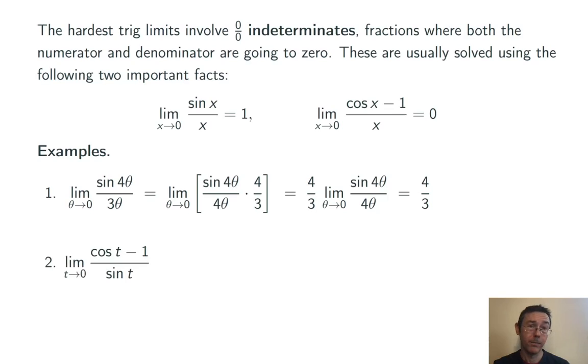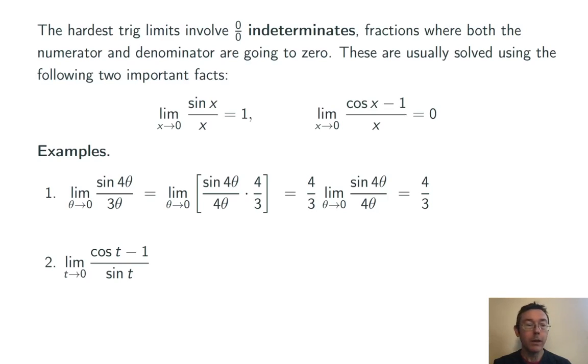4/3. Example 2. The limit as t goes to 0, cosine t minus 1 over sine of t. Notice that both the numerator and denominator are going to 0 here. We have an indeterminate form. We have to do a little bit of work before we can evaluate this limit.